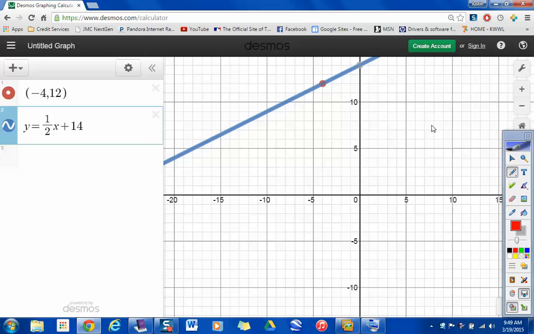Are both conditions met by the line that I put in to check to see if I was graphing this correctly? It is, isn't it? What do you guys think? You okay with this? Yeah. All right.